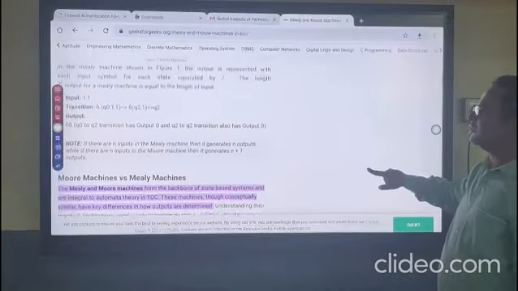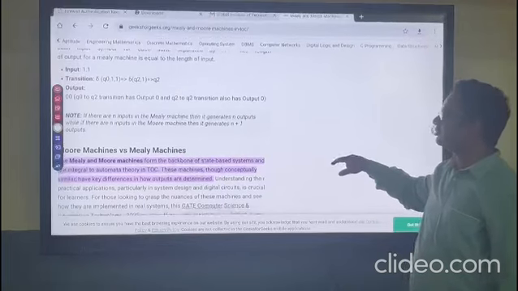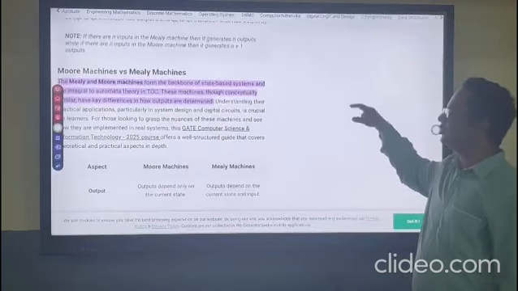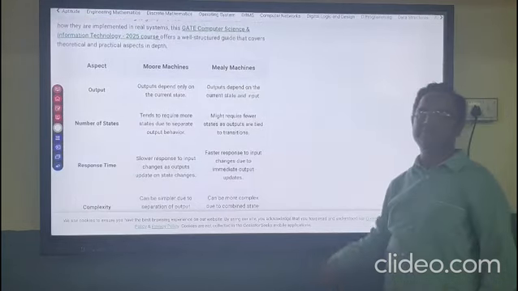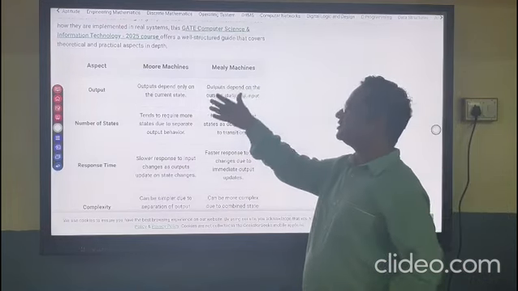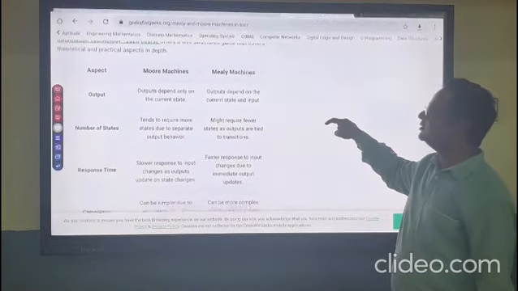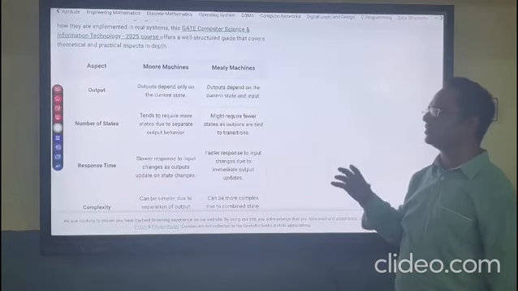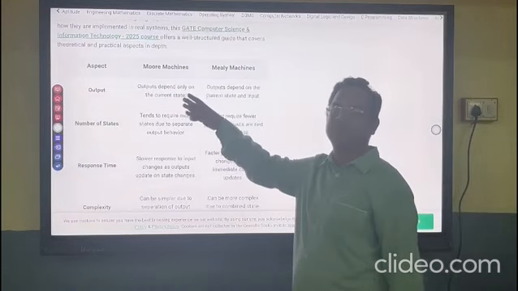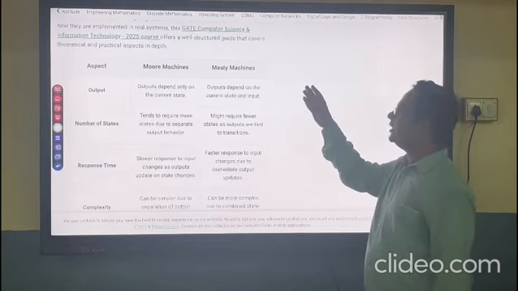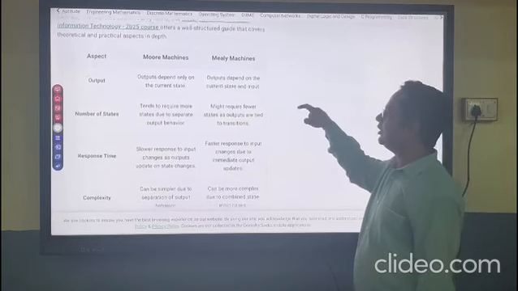Now, we have looked at the Mealy machine and the Moore machine, and we know about the conversion between them. Here are some key differences between the Mealy machine and the Moore machine. The first difference is the output. As we saw, there were various kinds of present state and output. In the Moore machine, output depends only on the current state, and in the Mealy machine, output depends on the current state and also on the current input.